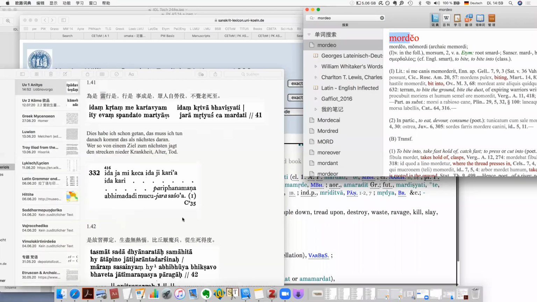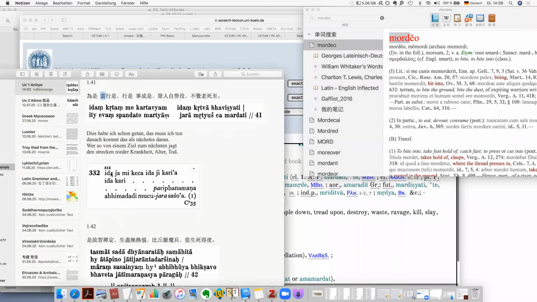Okay, let's check the Gāndhārī version, and then we can make a stop, and then we finish. Next time we will check the Gāndhārī manuscripts to check the Kharoshthi. Okay, so Gāndhārī version, ida ja mi kecha, ida ji karia, ida kari, and missing, and padi pana mana, and api matati muchu jara sashua.